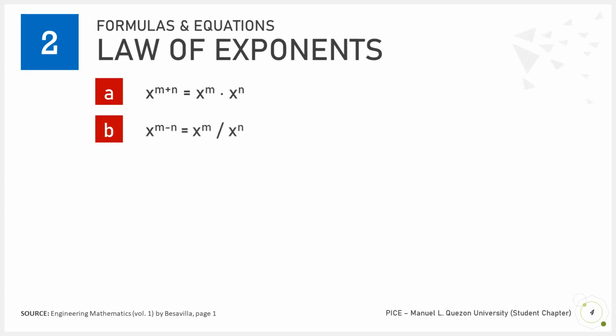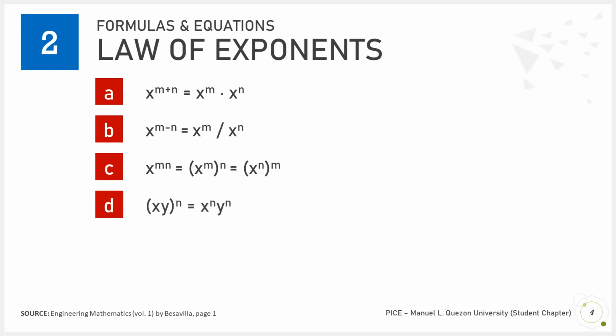Letter B, x raised to the quantity m minus n is equal to x raised to m over x raised to n. For letter C, x raised to mn is equal to x raised to m raised to n and also equal to x raised to n raised to m. For letter D, we have xy raised to n is equal to x raised to n multiplied by y raised to n.